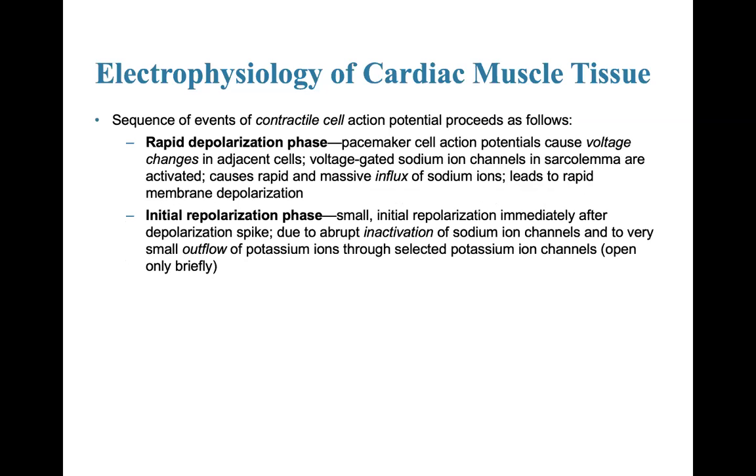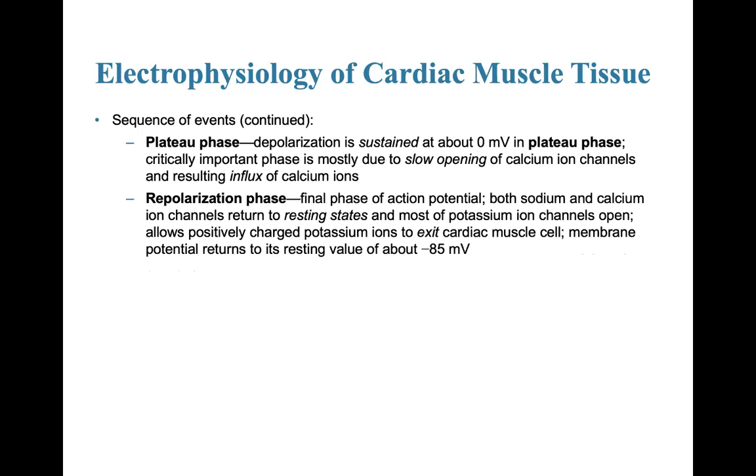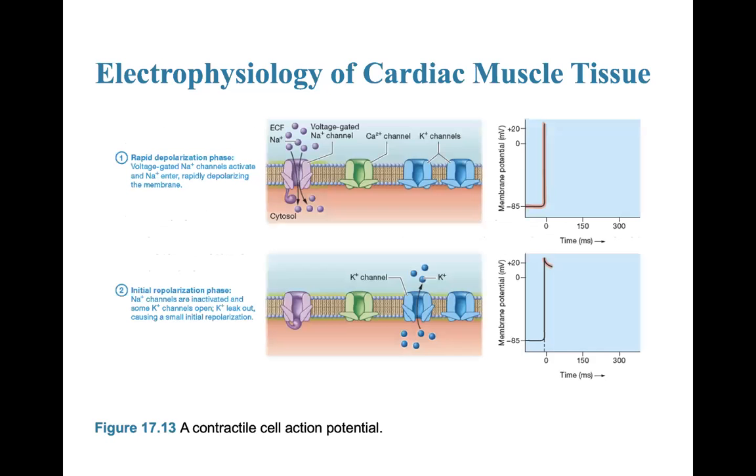The sequence of events in the contractile cells is: you have a rapid depolarization phase, an initial repolarization phase, then a plateau phase where the depolarization is sustained at about 0 millivolts. This is a critically important phase. It is really due to the slow opening of the calcium channels. And then you have the repolarization phase, the final phase where you repolarize. The plateau phase is a little bit of an extended phase to allow for proper ejection of the blood from the ventricles.